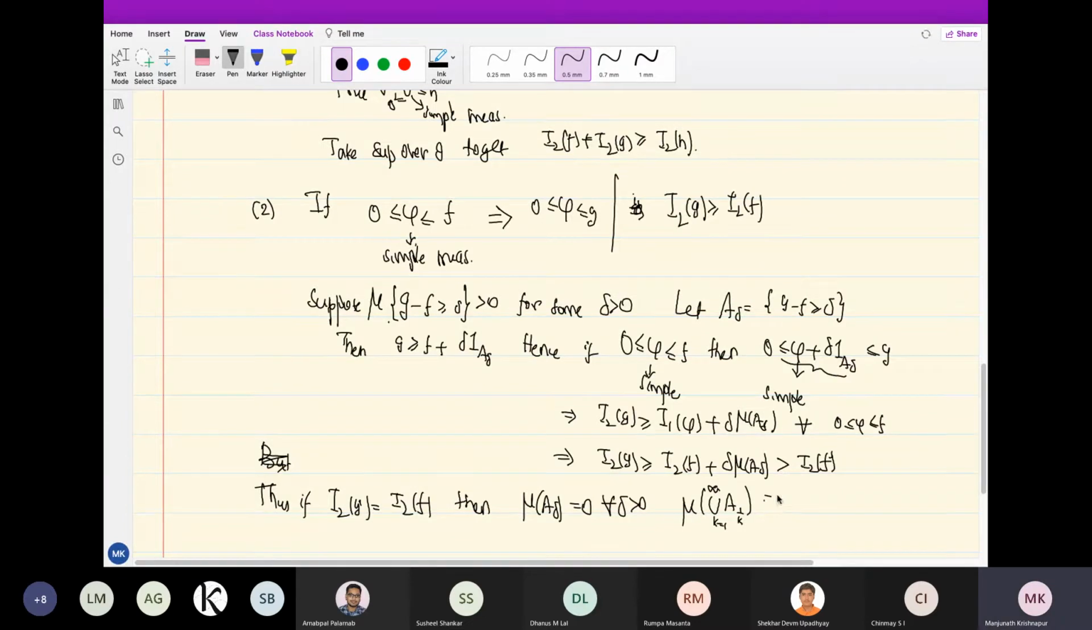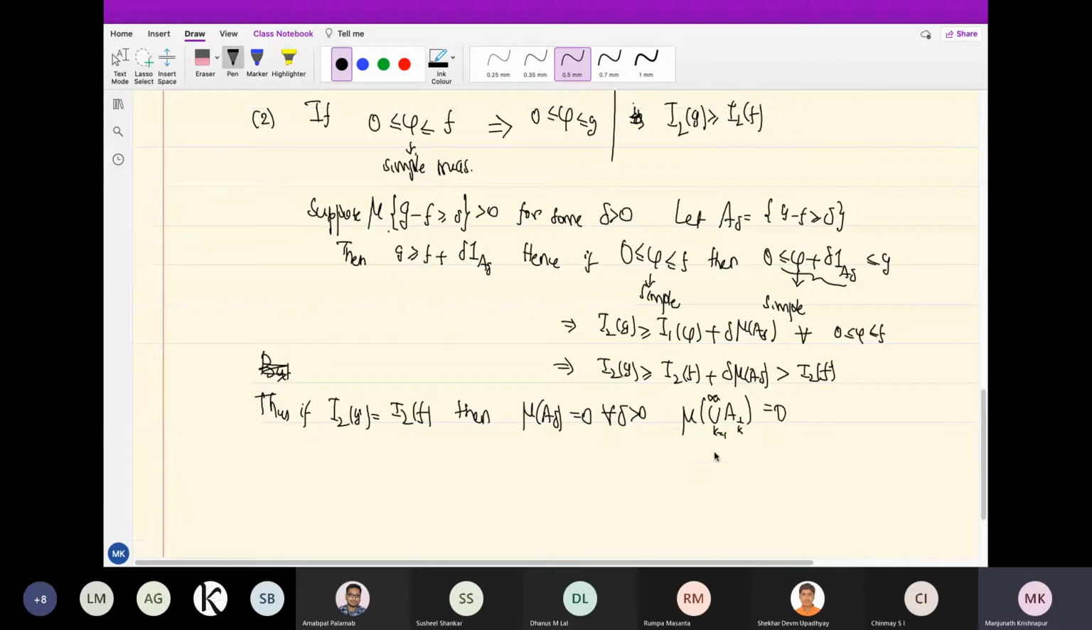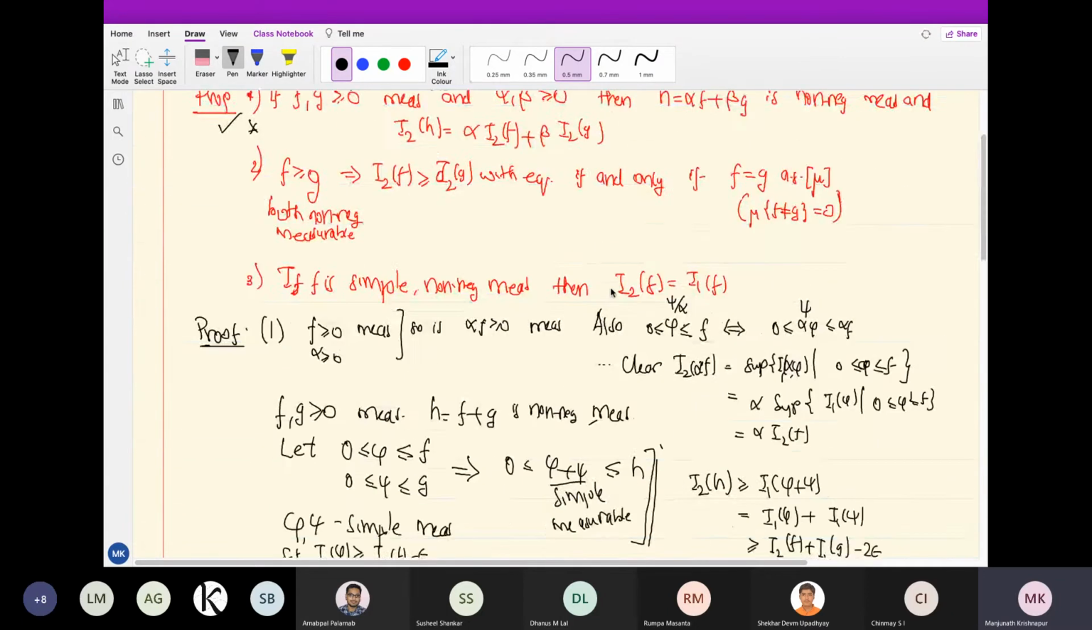I want to take a countable union, that also is 0. It's a countable union of 0 measure sets. But that is precisely what this set is. This set is exactly the same as G minus F strictly positive, because if Gx minus Fx is positive, then it's bigger than 1 by k for some k. So any x which belongs here, and vice versa. So this is the same as this. So this is saying that mu of G minus F positive is 0. That is G equal to F almost surely with respect to mu. Okay, so I just went through in detail how you show the equality part.